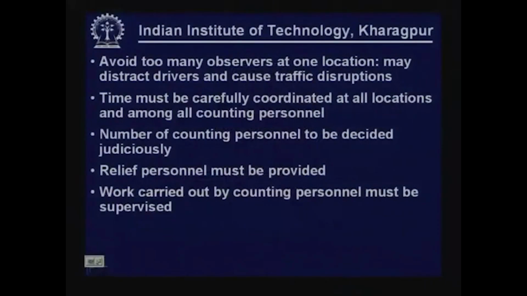Suppose there are two vehicle types you give to one person, and in both vehicle types there are a lot of vehicles. So, you may not be able to count that. So, one should judge. Give maybe one vehicle type which is generally predominant in the traffic stream, and maybe with that one more vehicle type which occasionally comes in the traffic stream, that may be possible. So, you have to decide the number of counting personnel judiciously.